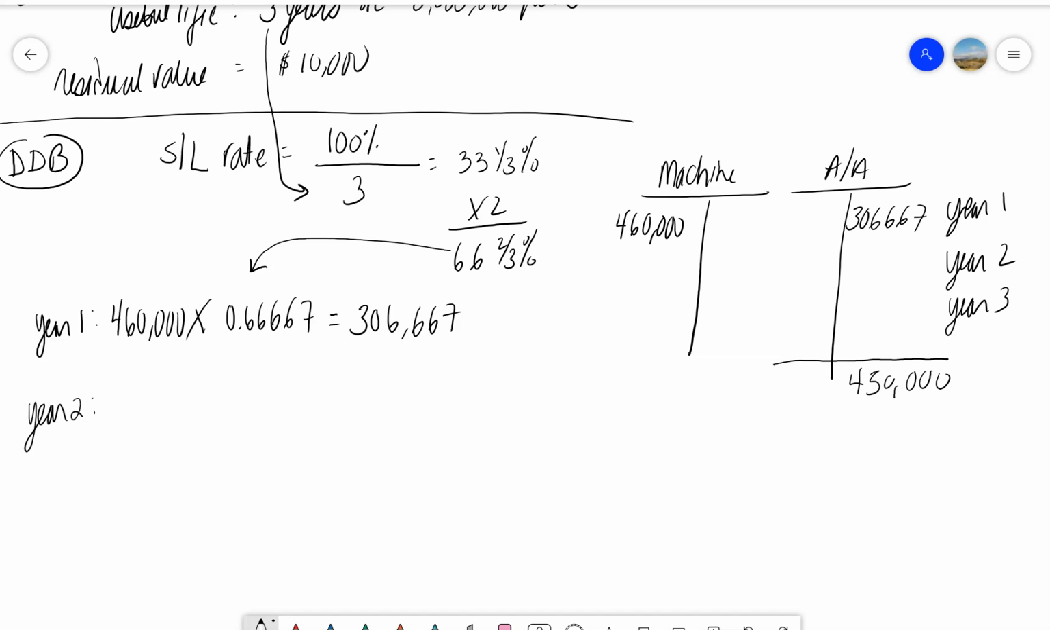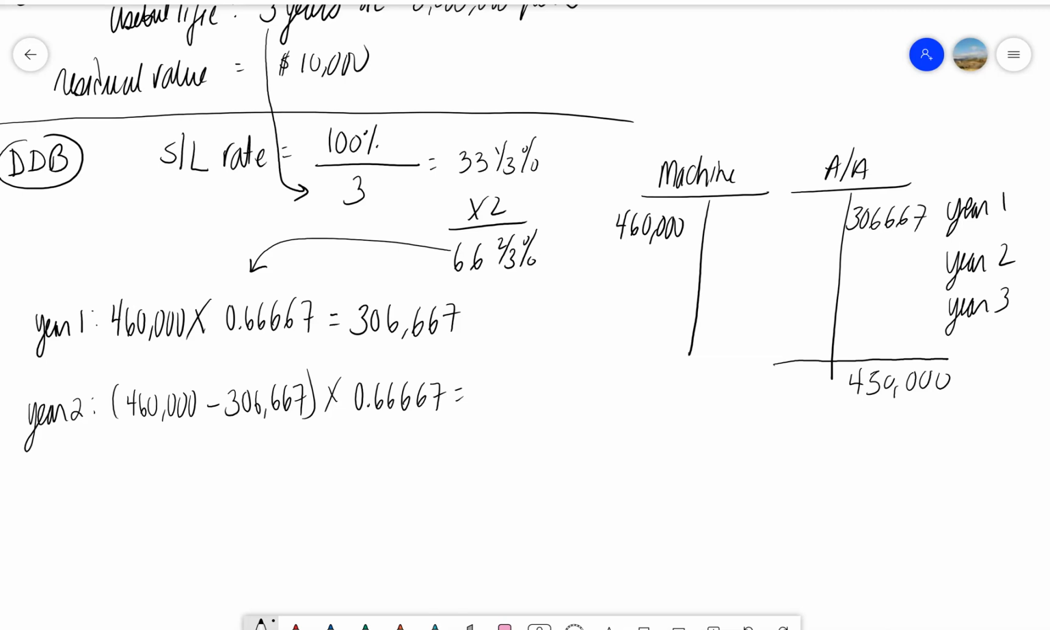Now for year two, we start off with the book value. Well, what's the book value? The book value is the $460,000 minus the balance in accumulated amortization. Well, at the end of year one, the balance in accumulated amortization is $306,667. And then we times it again by the double declining balance rate of 66 2/3%. And this is going to give us the amortization in year two.